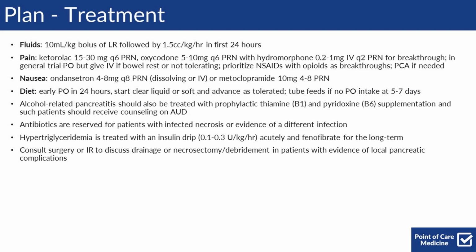Hypertriglyceridemia is treated with an insulin drip, 0.1 to 0.3 units per kilogram per hour acutely, and then fenofibrate for the long term. You can consult surgery or interventional radiology colleagues to discuss drainage or necrosectomy and debridement in patients with evidence of local pancreatic complications.